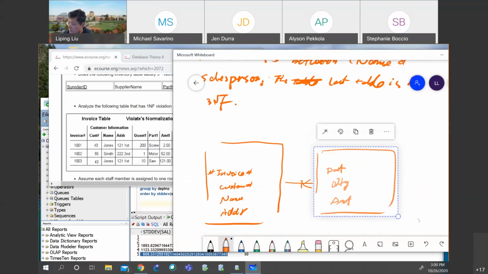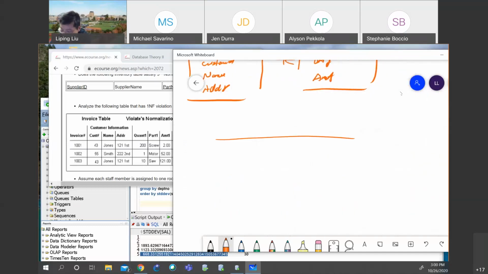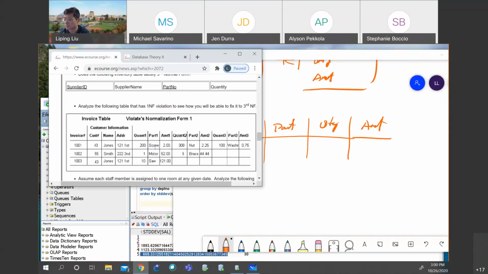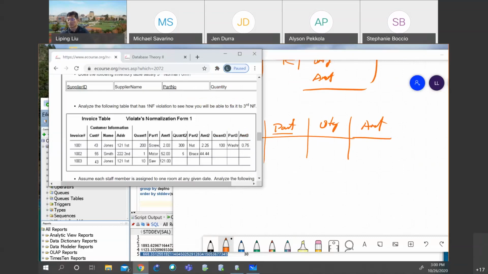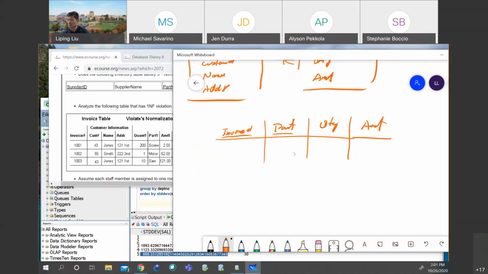So now based on that, I'm going to create a subtable for weak entities, which includes invoice number as a part of a primary key, and then part and quantity and the amount. Okay, so the part in this case should be also part of a primary key for the second table. Does it make sense? For each invoice, you have many parts, right? So they have different quantities and a different amount. So you really need both invoice number and also the part to uniquely determine the quantity and amount.